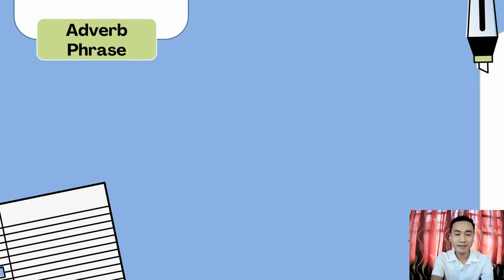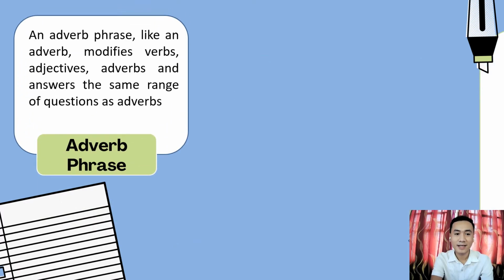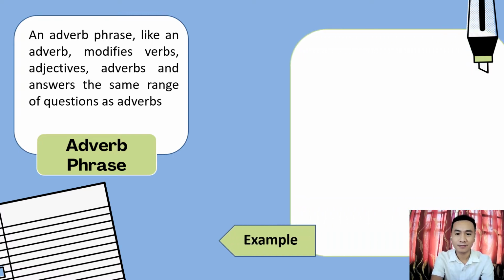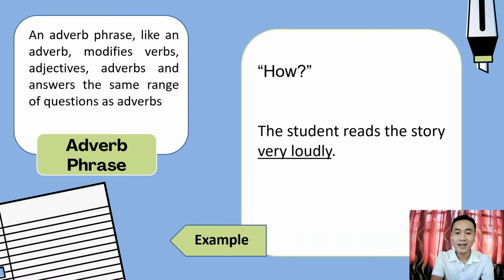Adverb phrase. An adverb phrase, like an adverb, modifies verbs, adjectives, adverbs, and answers the same range of questions as adverbs. For the question how, here is the example. The student reads the story very loudly. The underlined phrase modifies the verb reads, and it answers the question, how is the story read?